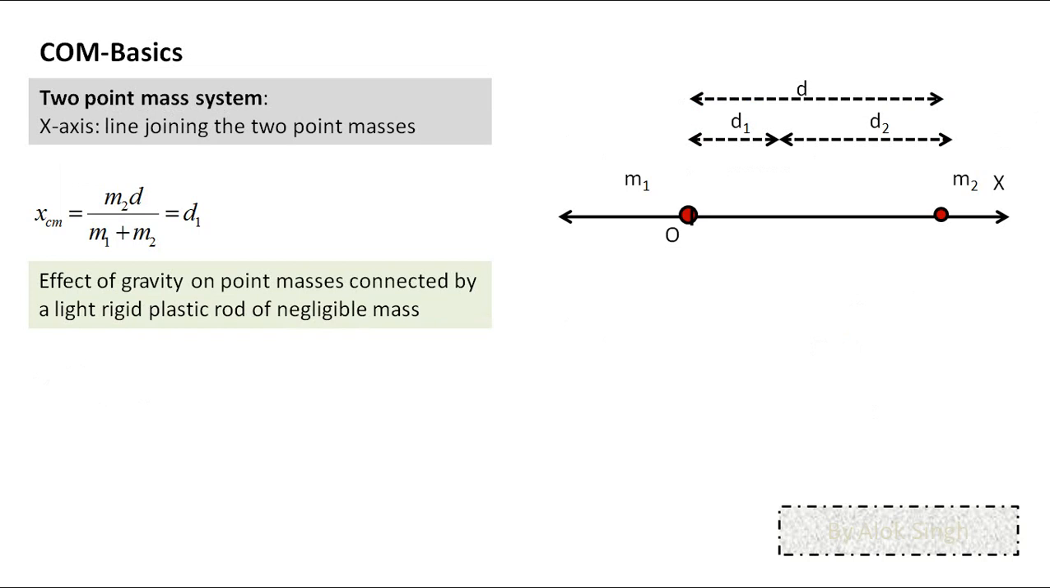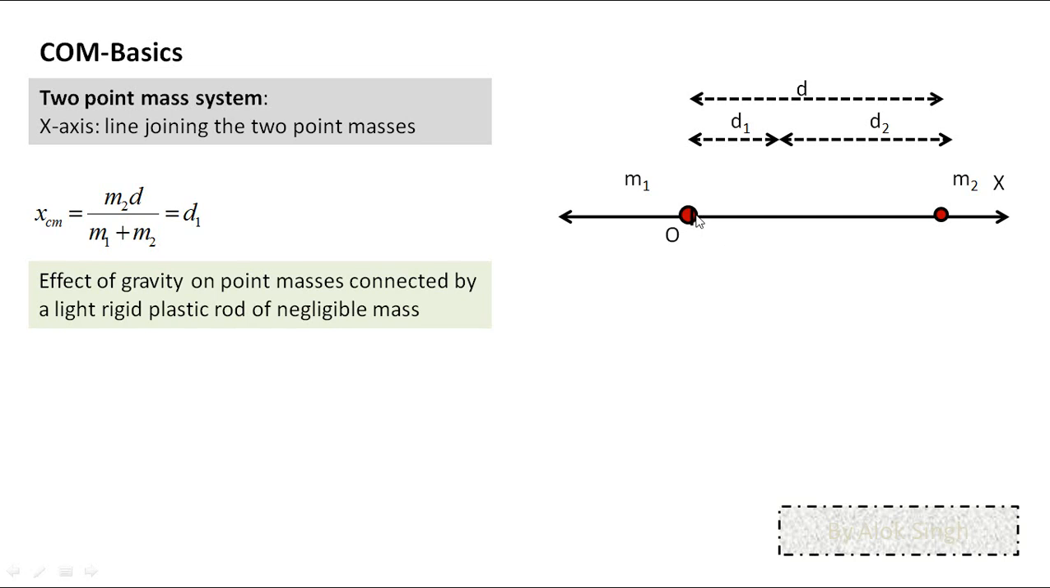Now let's understand what is the effect of gravity on point masses connected by a light rigid plastic rod of negligible mass. We have a light rod. This mass is negligible. What does it mean? The mass of the rod is much smaller compared to the point masses. Hence, the effect can be neglected.